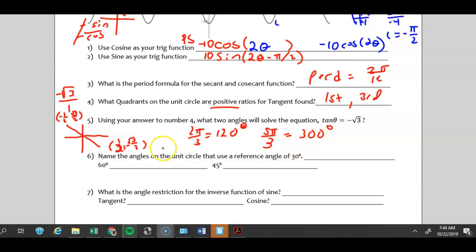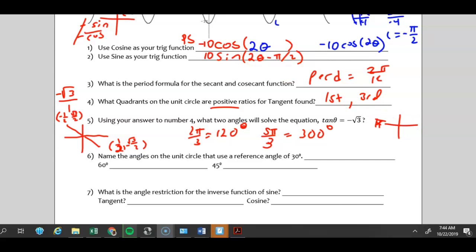Now, right here it says name an angle on the unit circle that uses a reference angle of 30 degrees. So first of all, we need to discuss what a reference angle is. The reference angle, guys, is basically the distance from the x-axis.